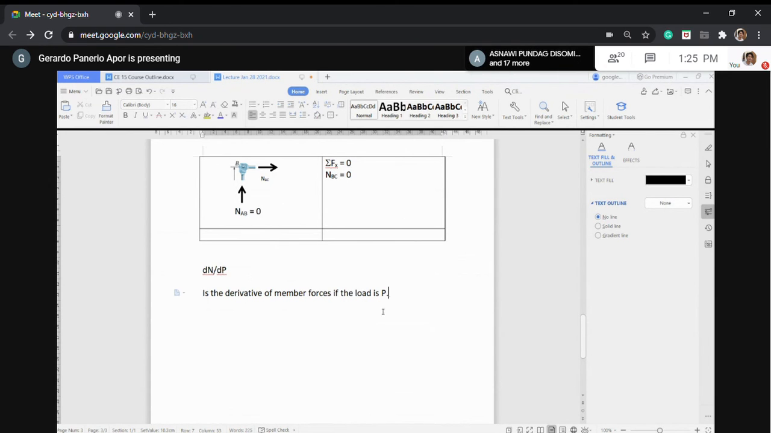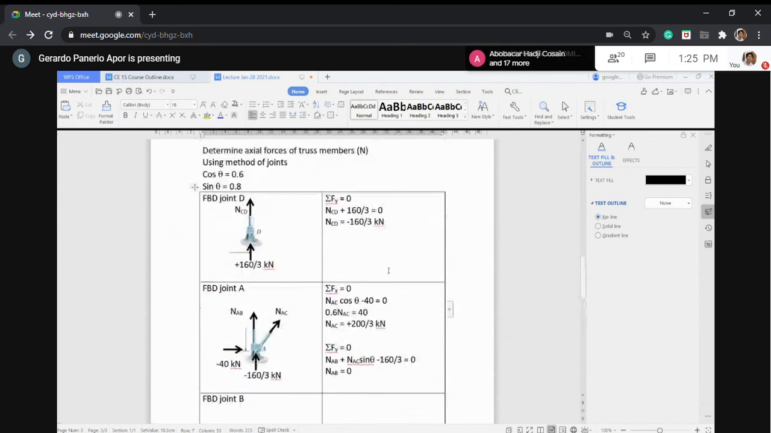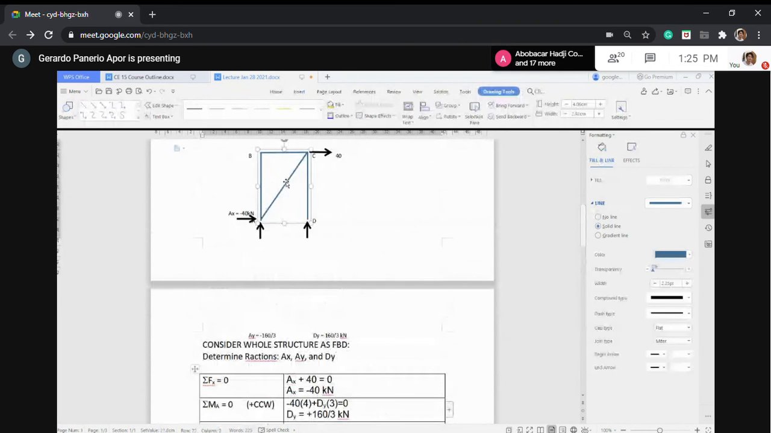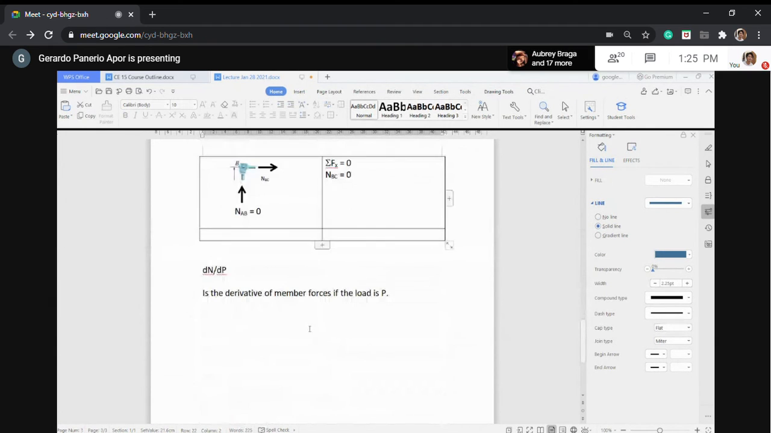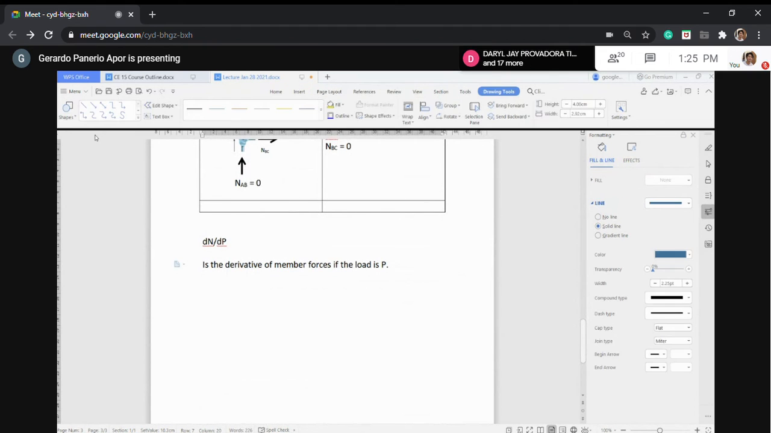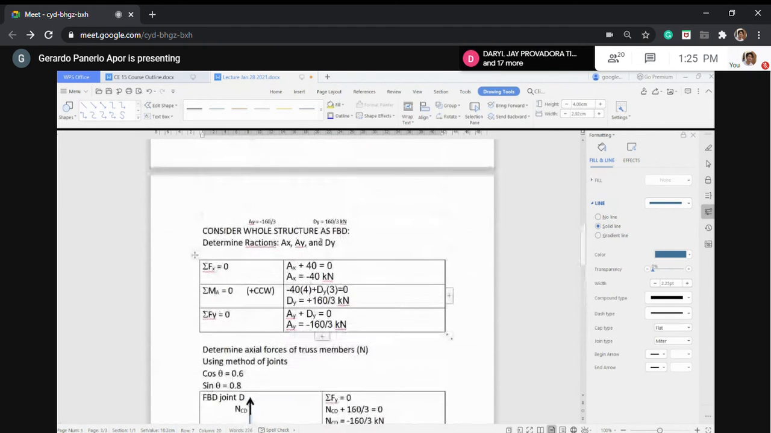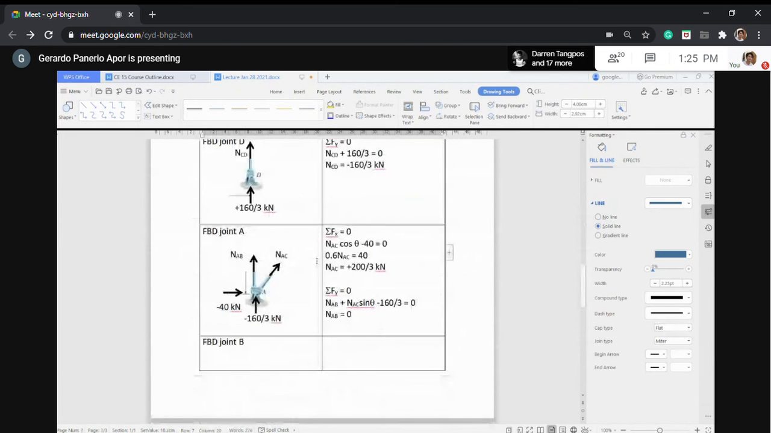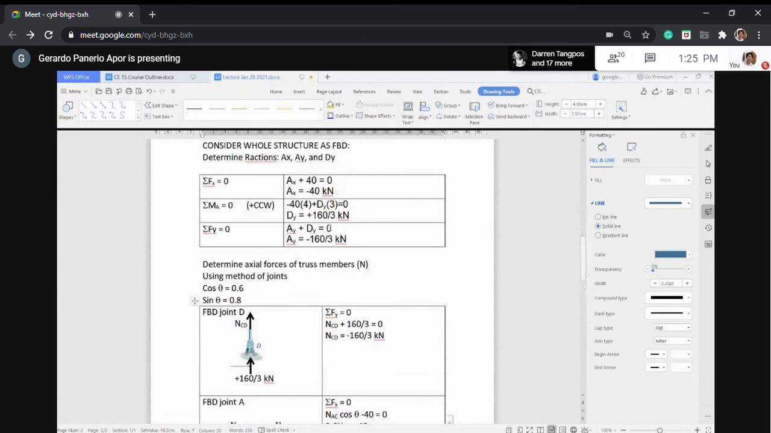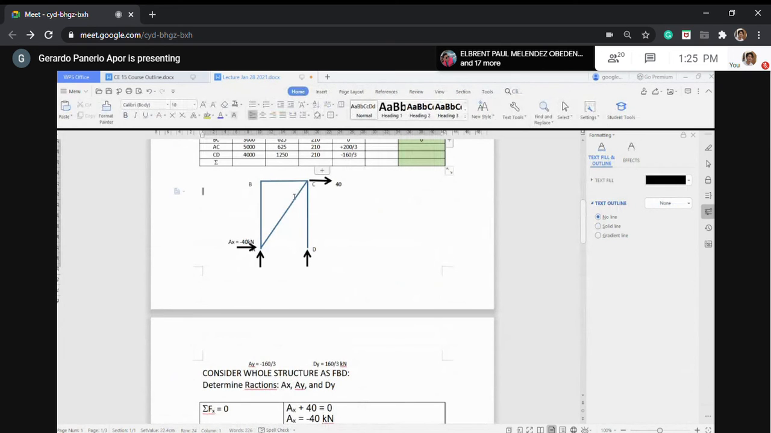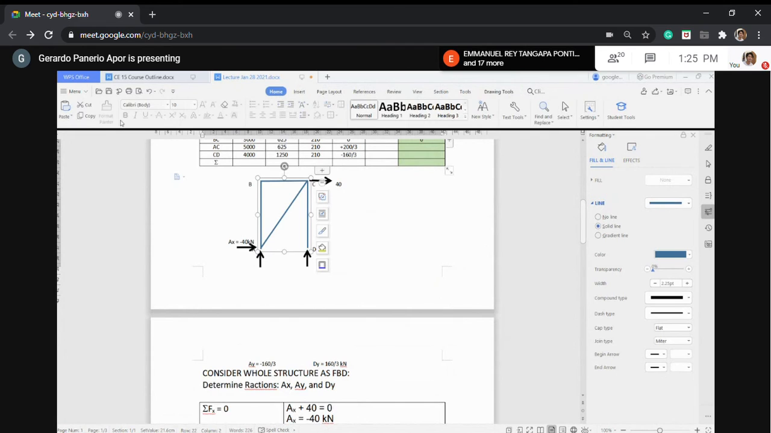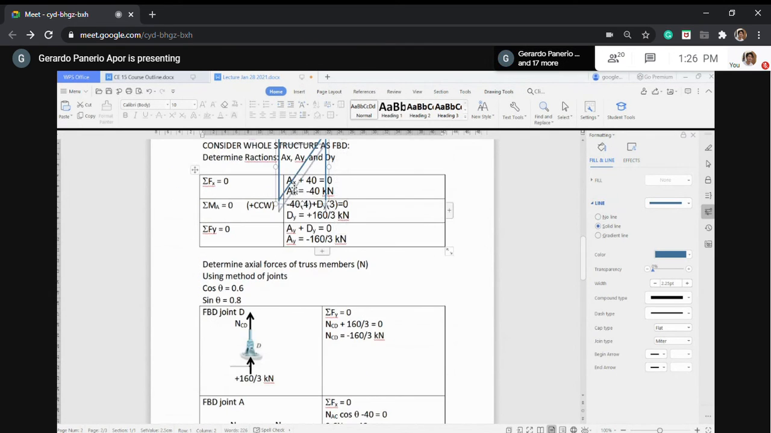Now, this P, I will copy it. It is no longer the real load; we just apply it so that we can get the dN/dP. We have the structure here, so I copy and paste it.